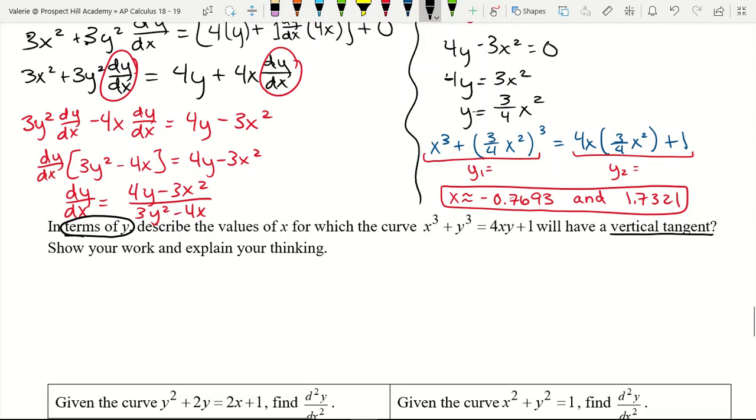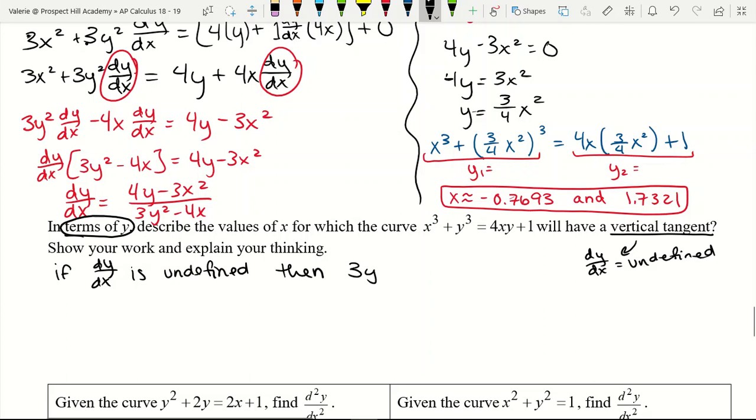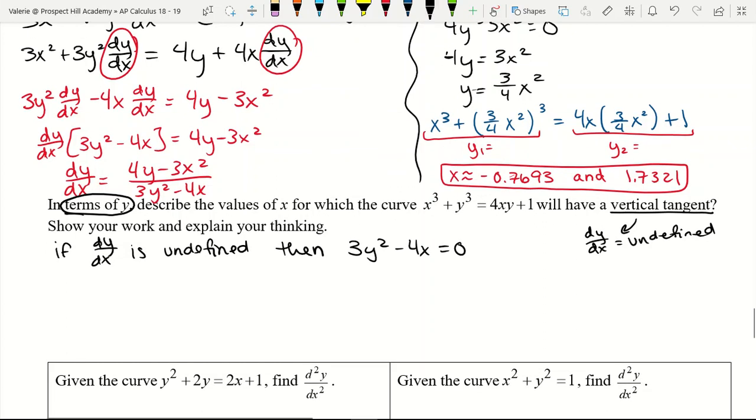So in order for this to have a vertical tangent, dy/dx must be undefined. And if dy/dx is undefined, then the denominator of my derivative should equal 0. So 3y squared minus 4x equals 0. So what we're going to do is solve that.